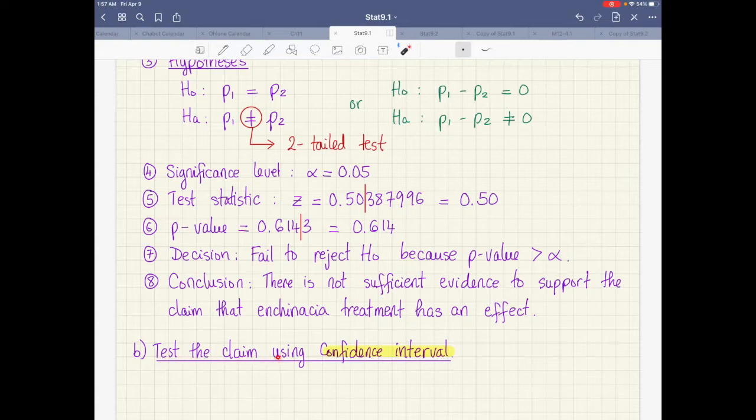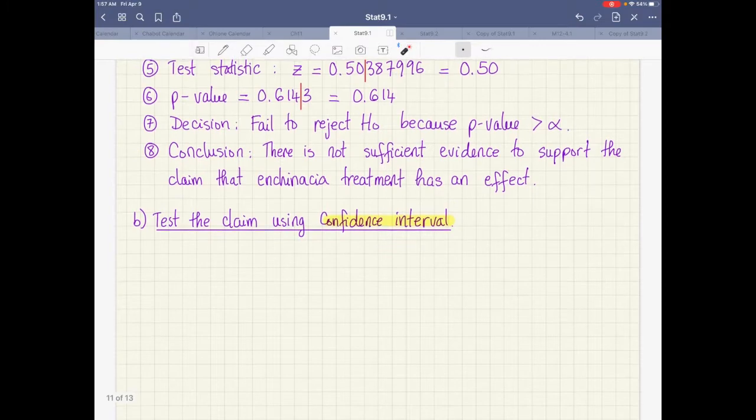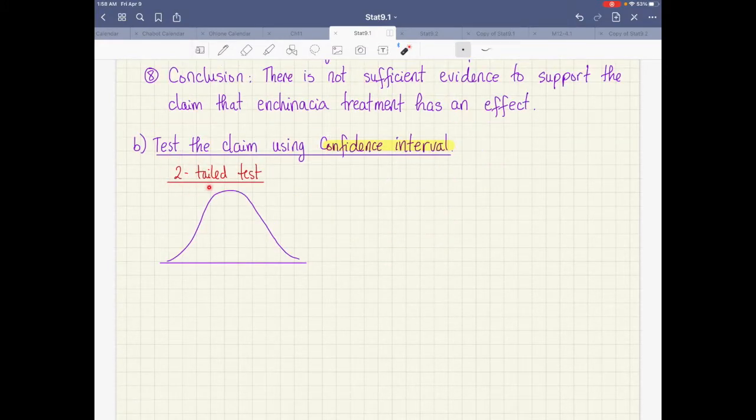Question B, test the claim by using the confidence interval. First, I need to construct my confidence interval. In order to do this, I need my confidence level. And in order to have my confidence level, I need to have my alpha. This test is a two-tailed test. Since this is a two-tailed test, my alpha is going to split into 2.